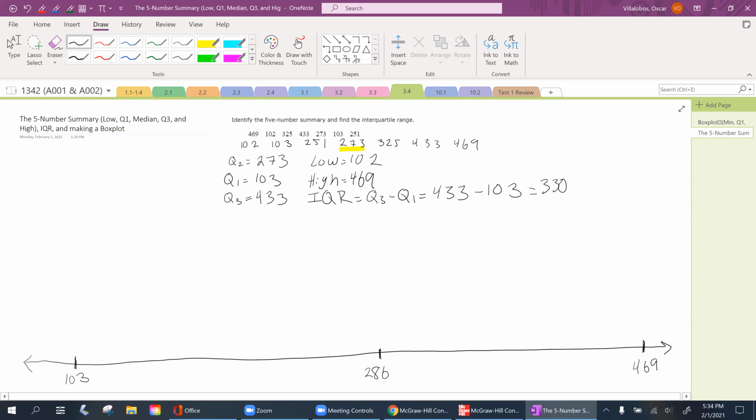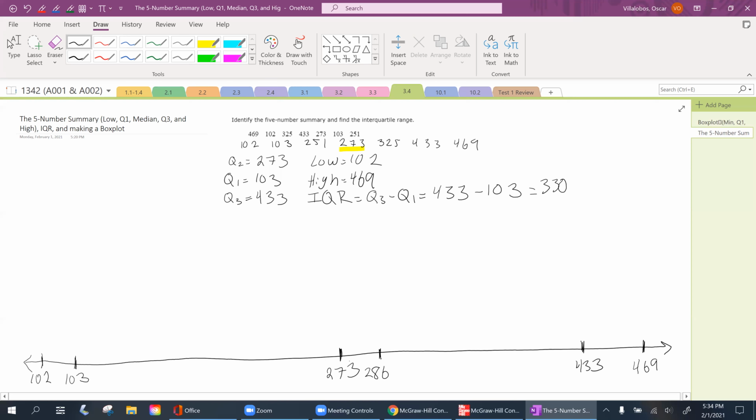Let's see, what else can I plot? Let's plot. I'm sorry, this is 102. That's my low. 102 is there. 103 is there. 469 is my high. We'll say 433 is about here. All right, we'll say 433 is about there. And then we'll say Q2 is about here, pretty close to 286. So that is 273.